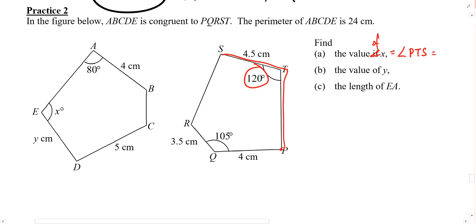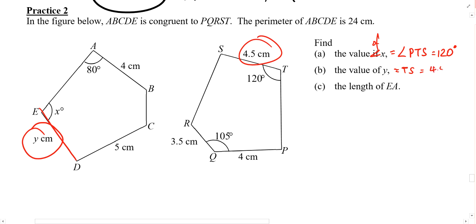So here we have 120 degrees. What is the value of y? Let's search for y. Oh, y is over here. It is represented by ED. What is the corresponding side to ED? TS. So let's search for TS. TS, 4.5. So this is 4.5 cm.